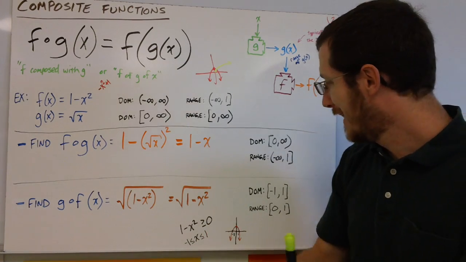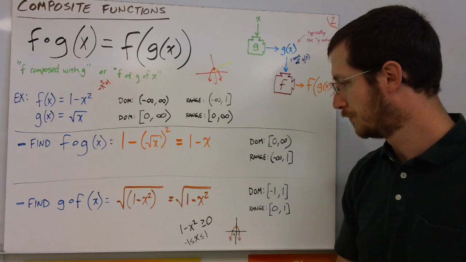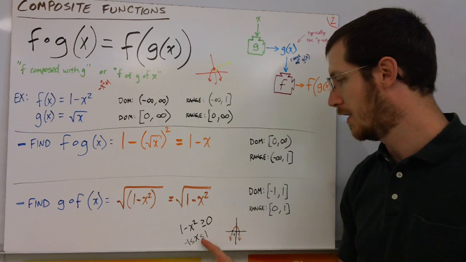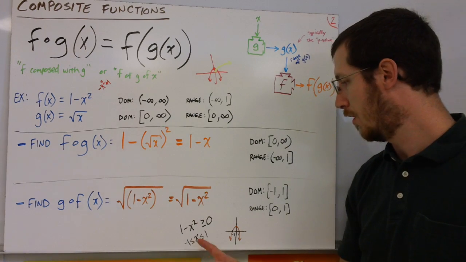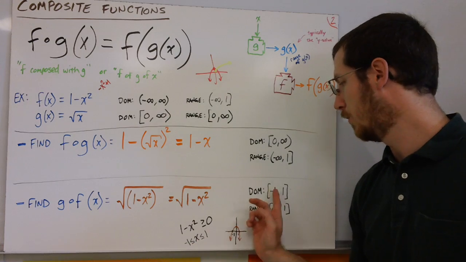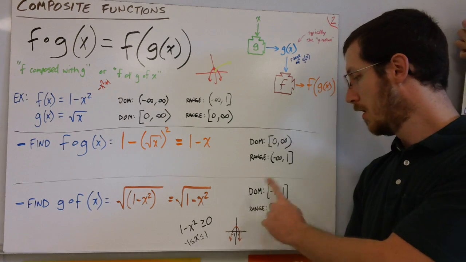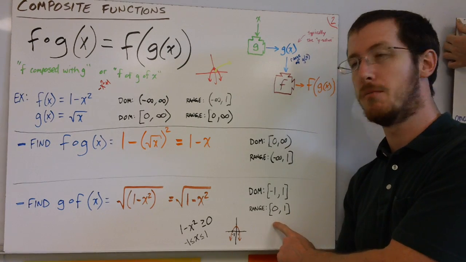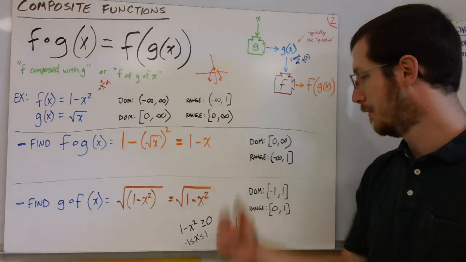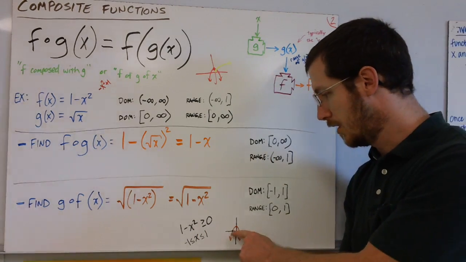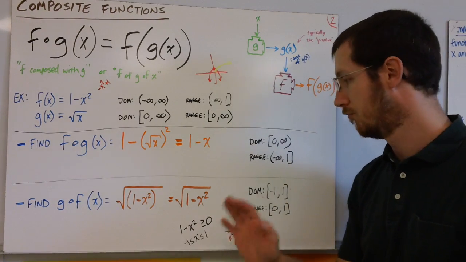Our domain in this case, since 1 minus x squared has to be a positive number, if we simplify that, then our only x values that we can put into this function are between and including negative 1 and 1. So that's our domain. If we put only those values in, our only range is going to be from 0 to 1. So here's our 1 minus x squared function again. That range there only goes from 0 to 1, and taking the square root of those, same thing.